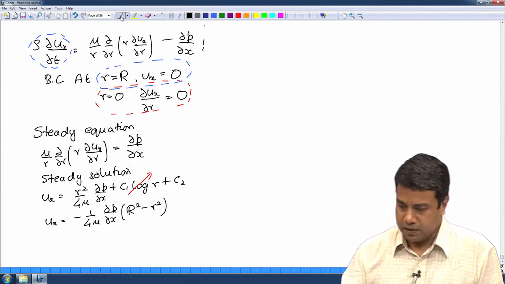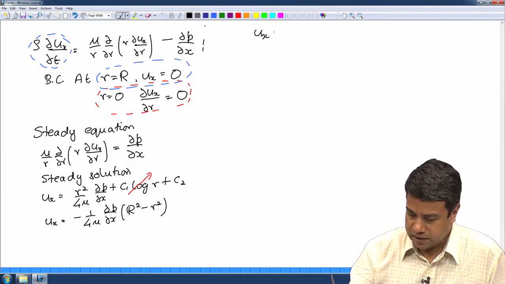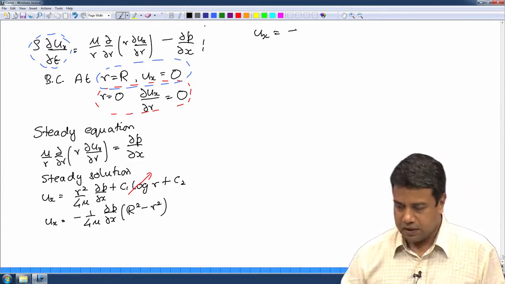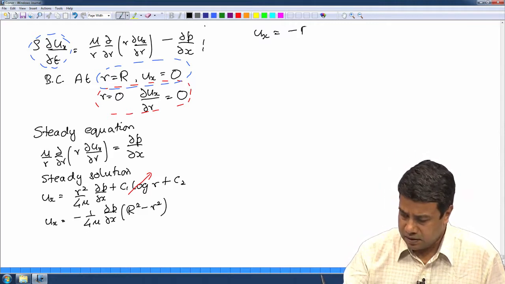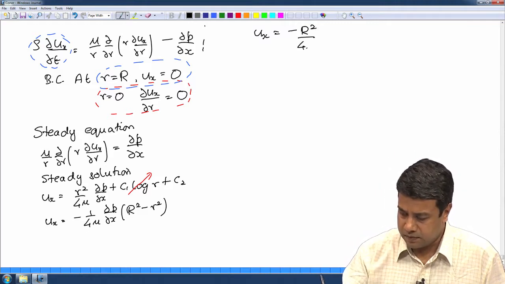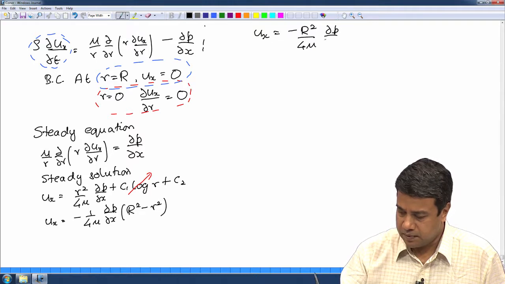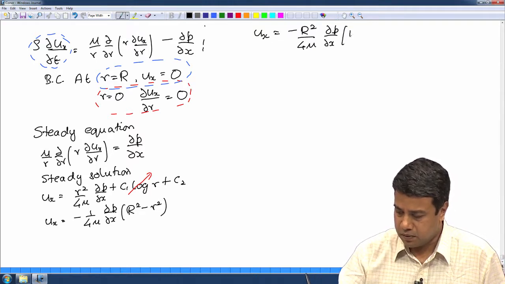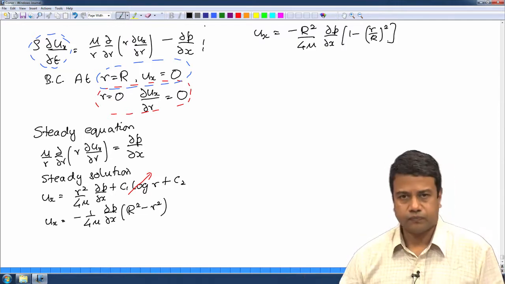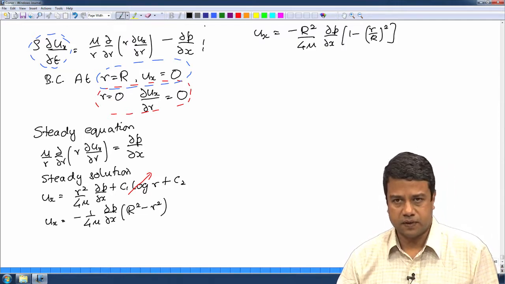Therefore, my velocity ux, I can rewrite slightly as R square by 4 mu partial p by partial x into 1 minus (r by R) the whole square. So, that is the velocity profile.